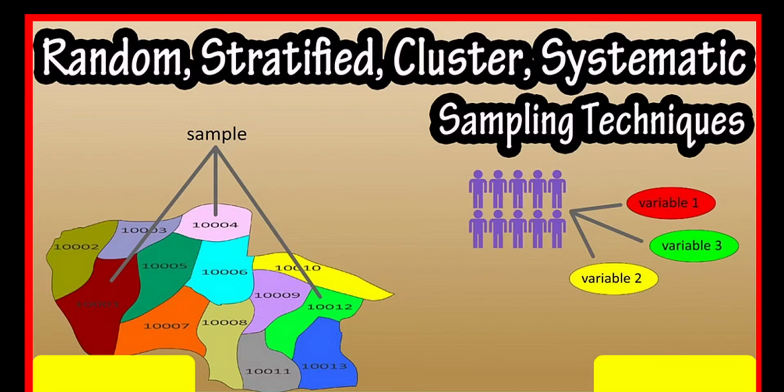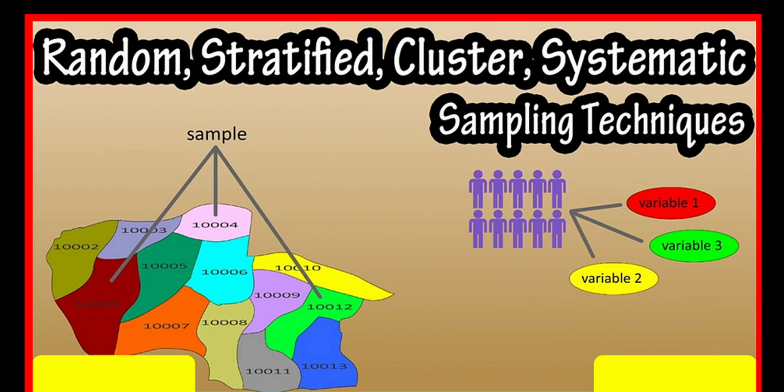Have you ever wondered how companies figure out what new products to launch or how politicians gauge public opinion? Often they don't ask every single person, but instead they use a smaller group of people to represent the whole population. This is called sampling and it is a crucial part of statistics.